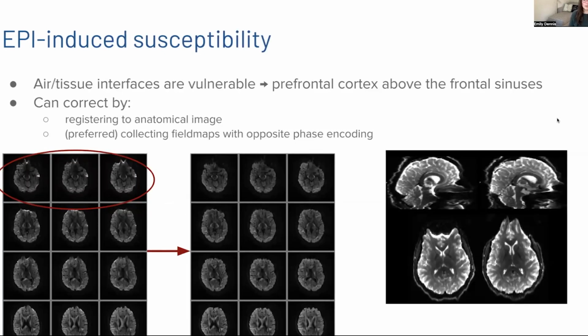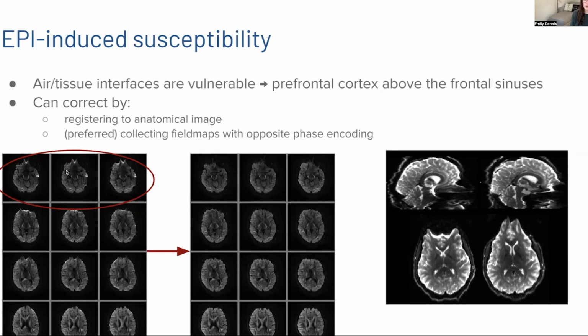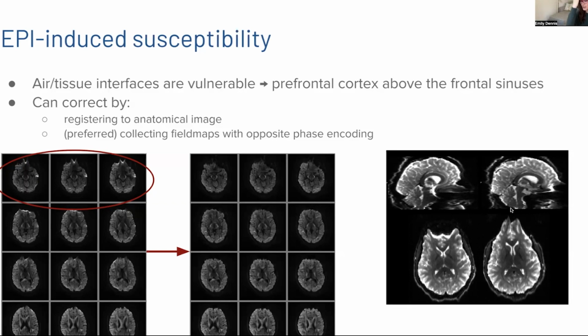EPI-induced susceptibility. What this looks like is this kind of blurring or stretching in one direction across one axis in the brain. It is most often seen at the air-tissue interfaces, so the prefrontal cortex, which is right above the frontal sinuses. This is often where we see this sort of distortion. And here you can see it clearly in these images, where some have stretching forward, and in this case, kind of squishing inward.